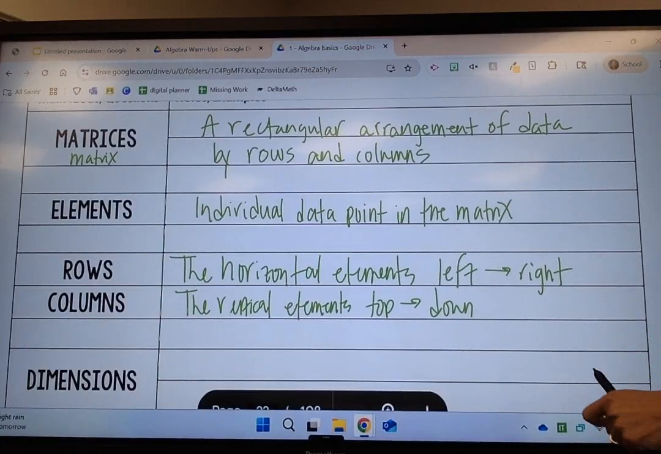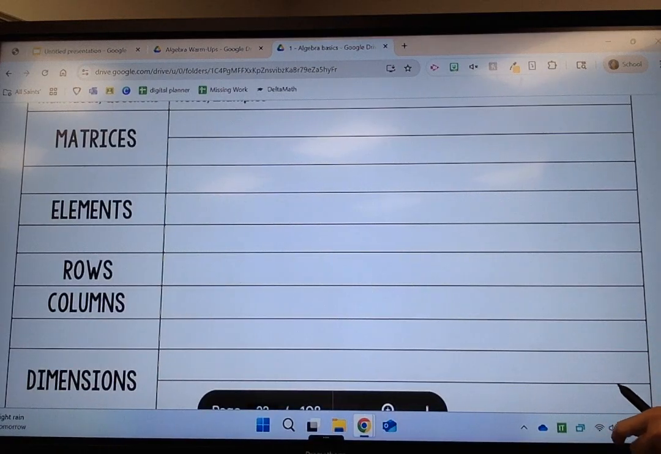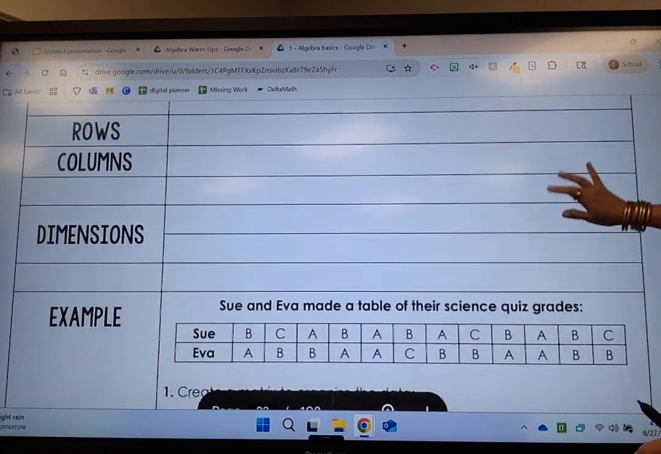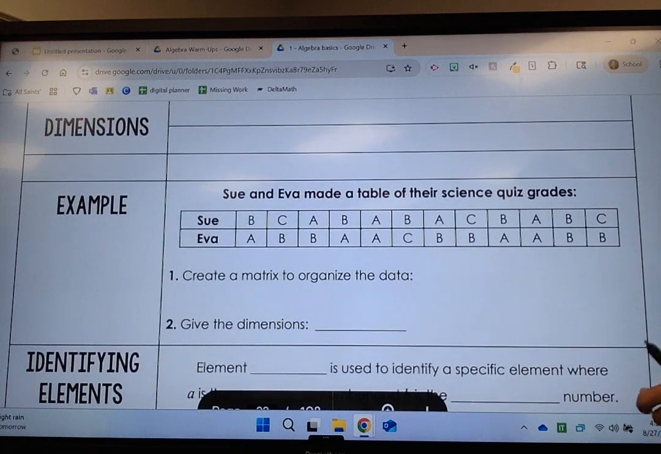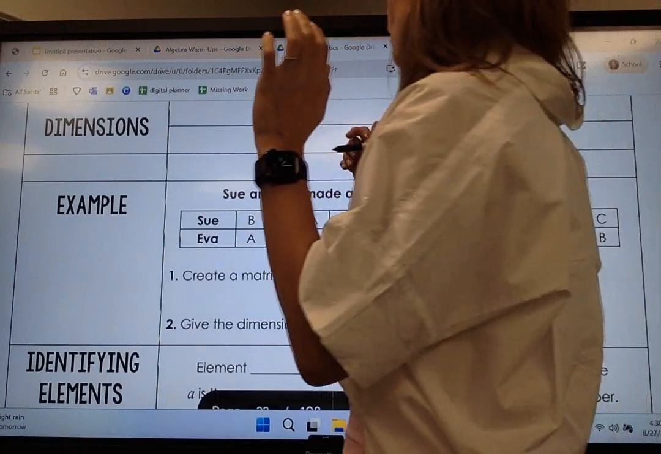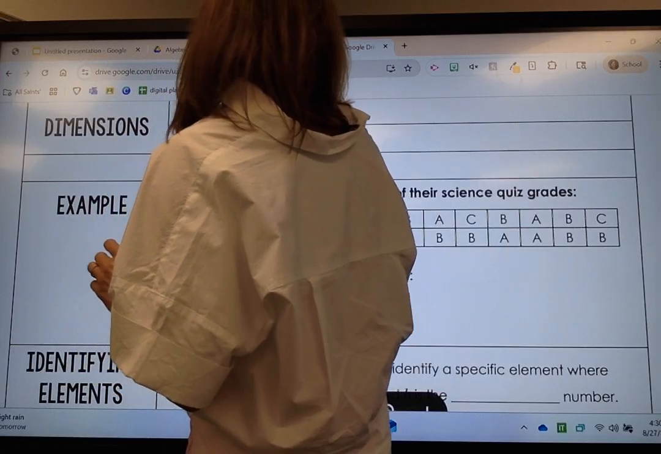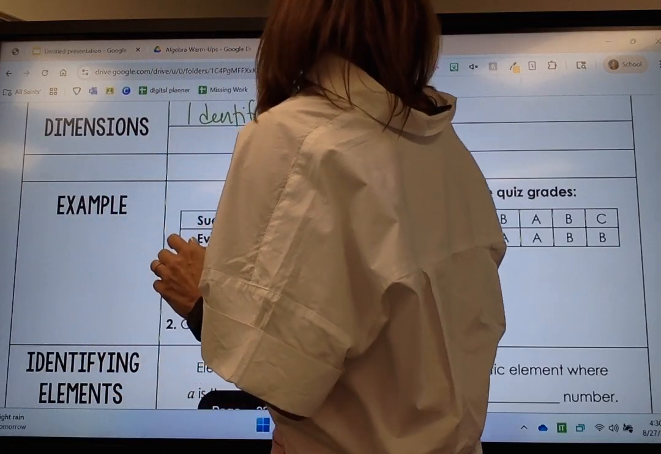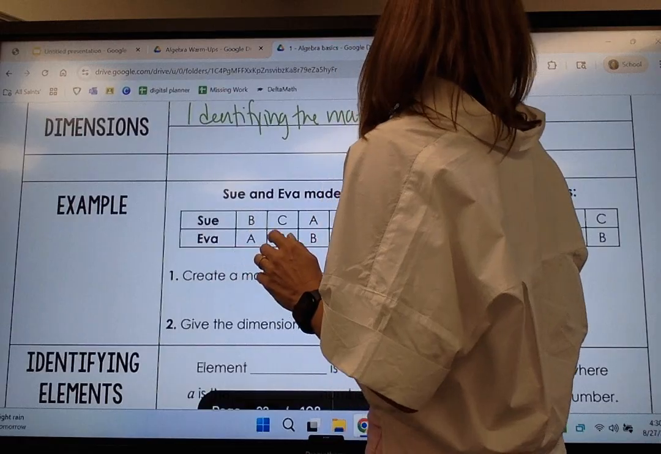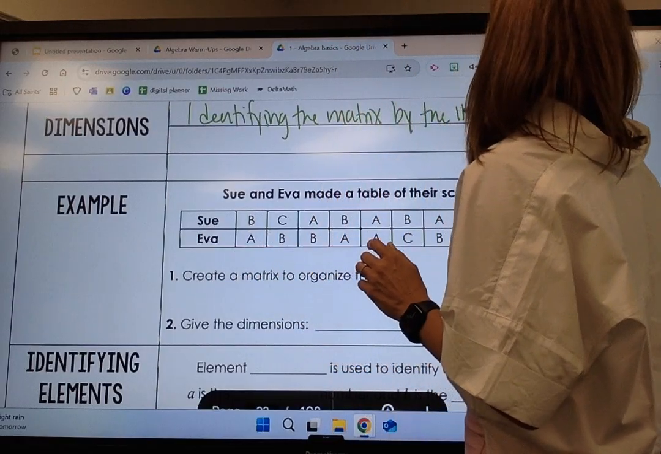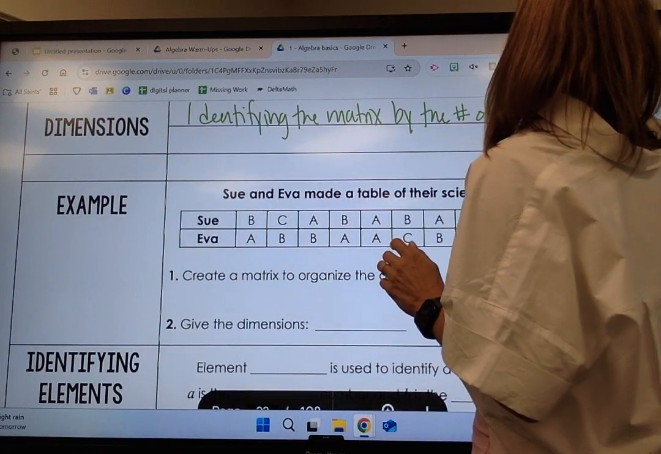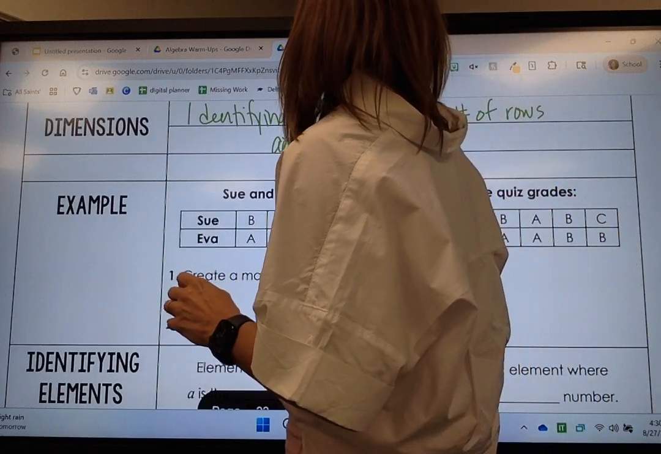All right. Now, what does it mean when you have dimensions? Well, the dimensions of a matrix identify the matrix by the number of rows and columns.